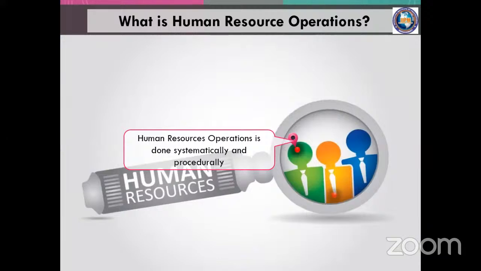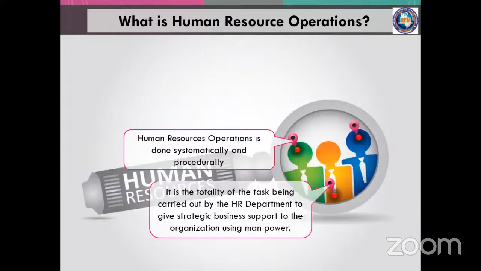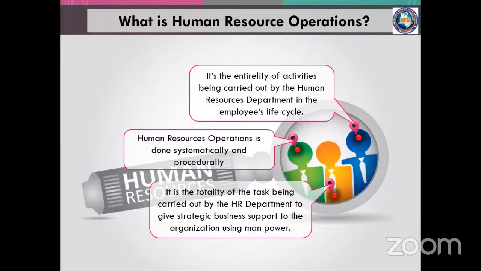Like we said earlier on, human resource operations is done systematically and procedurally. It must be systematic and it must be done in a procedural manner. It is entirely the activities being carried out by the human resource department in the employee's life cycle, and the totality of the tasks being carried out by the human resource department to give strategic business support to the organization using manpower. So first of all, you create availability of manpower before you give every other kind of support you wish to give.